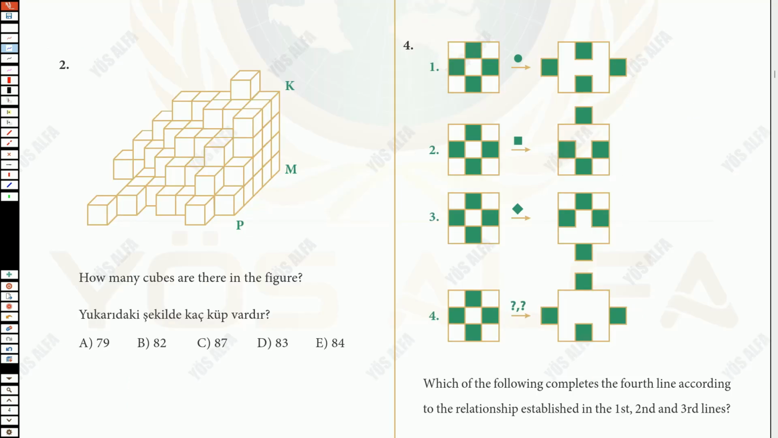Number 4. In this problem, there are 3 operations given. The circle operation, the square operation, and the diamond operation. In the circle operation, the 2 squares on the sides are out in this arrow direction. In the square operation, the square on top is out in this arrow direction. In the diamond operation, the square at the bottom is out in this arrow direction.